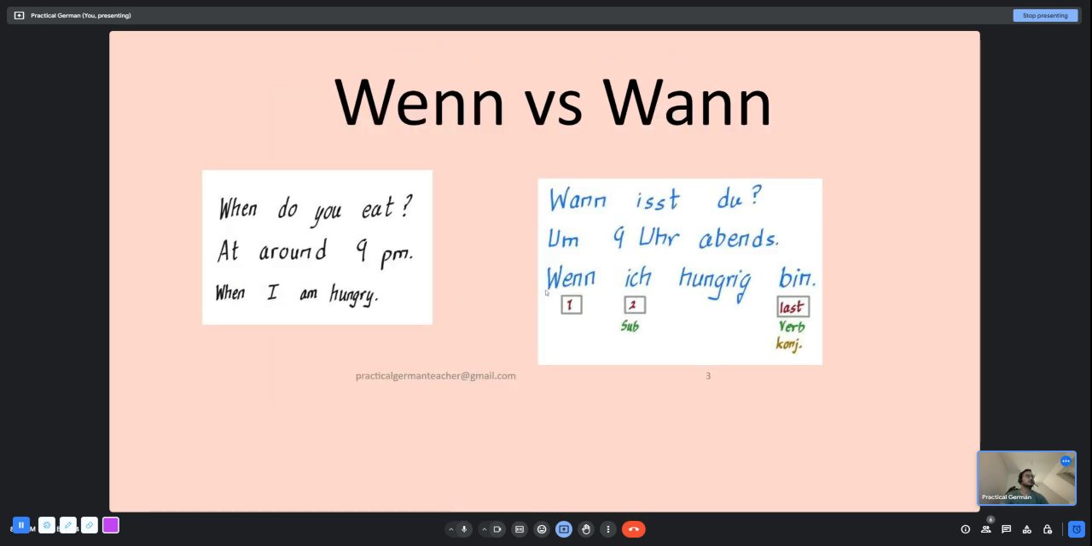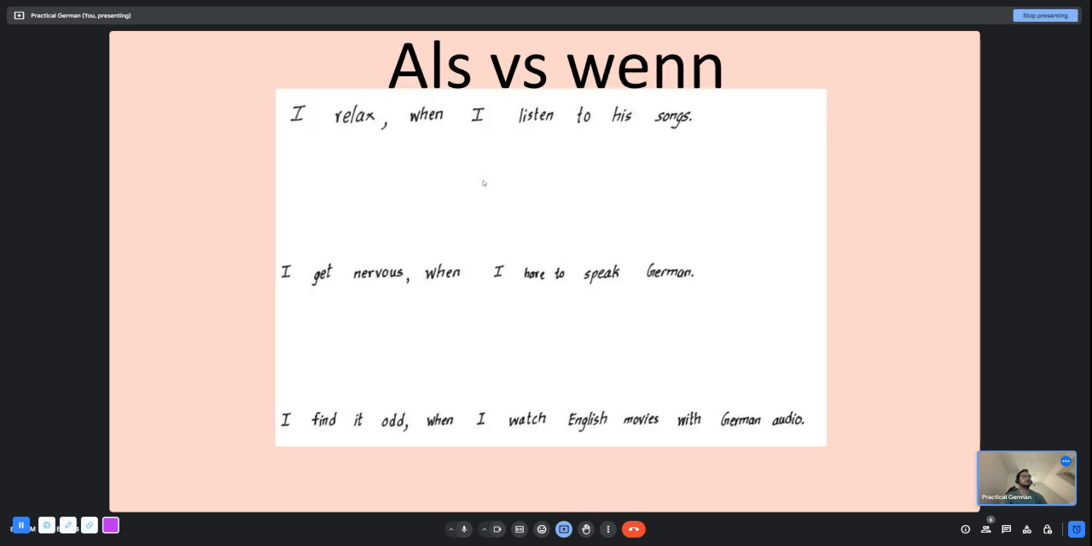I just want to point it out one more time. Here in English, this "wann isst du" is translated as "when do you eat," and this one, "wenn ich hungrig bin," also has been translated as "when." I'm not saying they both mean "when," but in English they will translate it as it is. So you have to understand when to use "wenn," when to use "wann." Okay, let's continue.